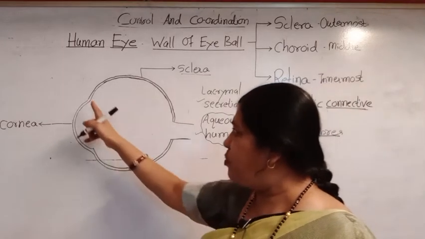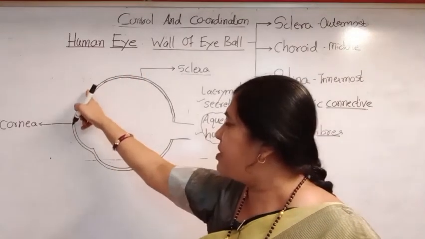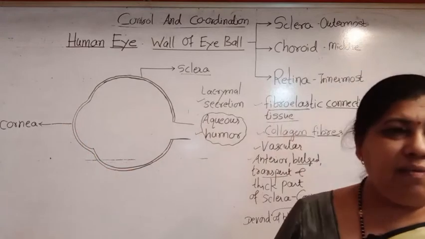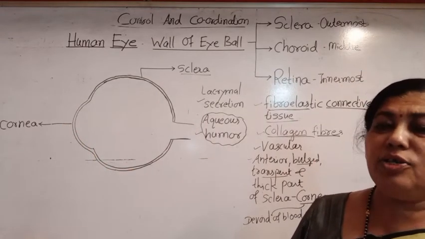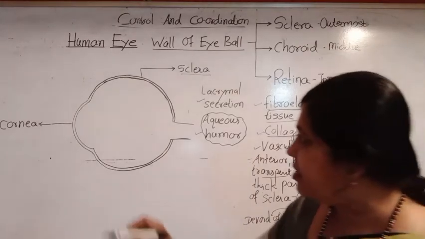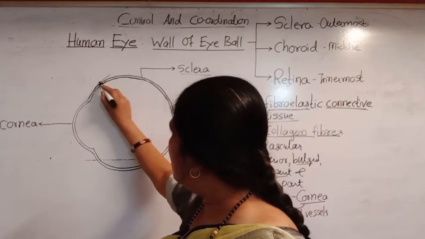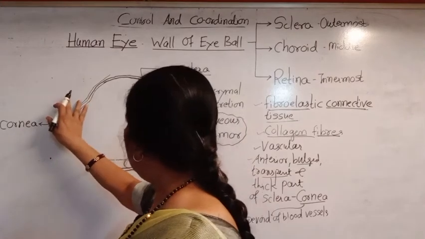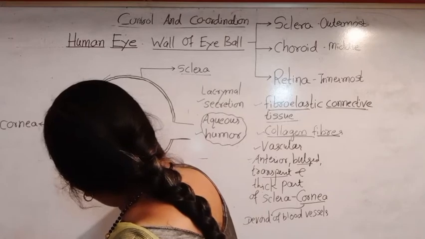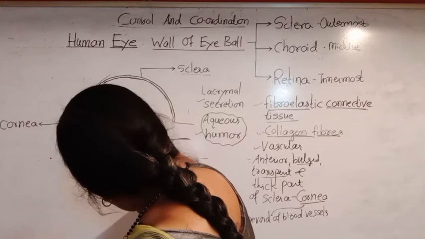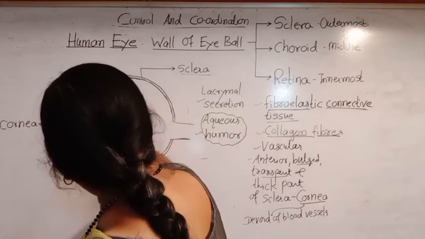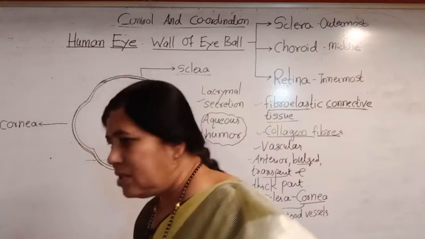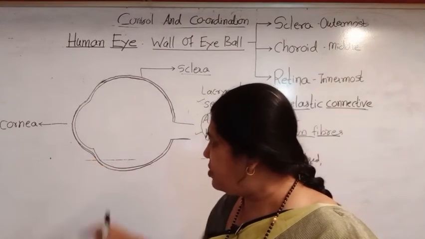Understand? So the exposed part of the sclera and the entire cornea are covered by a thin transparent membrane called conjunctiva. This is conjunctiva. Conjunctiva is a thin transparent membrane, and the entire cornea and the exposed part of the sclera are covered by conjunctiva.